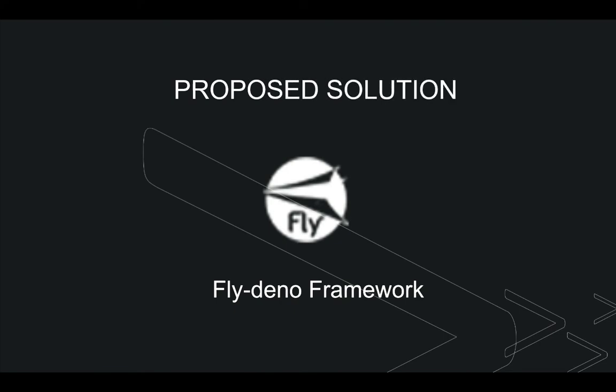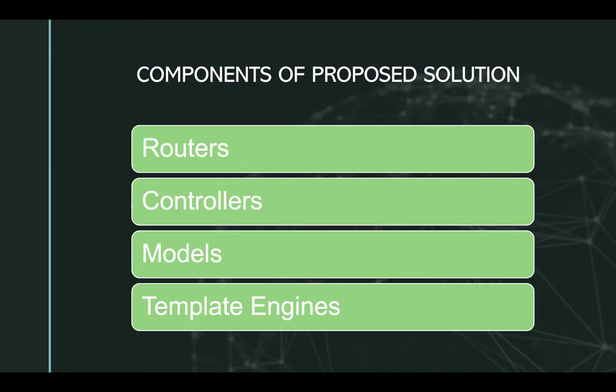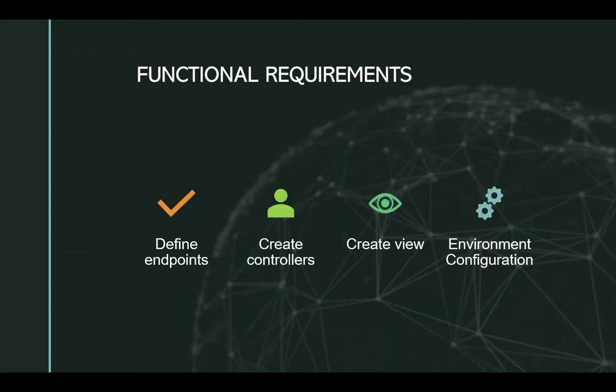Now, Fly-Deno is just like any other framework out there, but it is built on the Deno.js runtime. It is secure, powerful, very fast, and beginner friendly. These are the components of the Fly-Deno framework. Fly-Deno has routers for receiving requests, controllers for communicating between views and models for data, and a template engine for interpolating views.